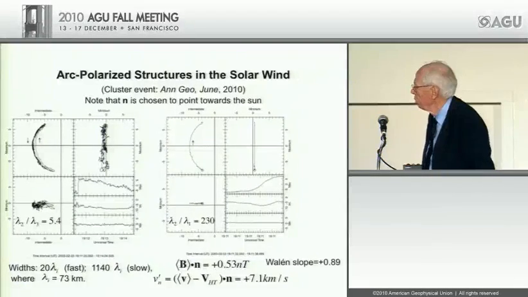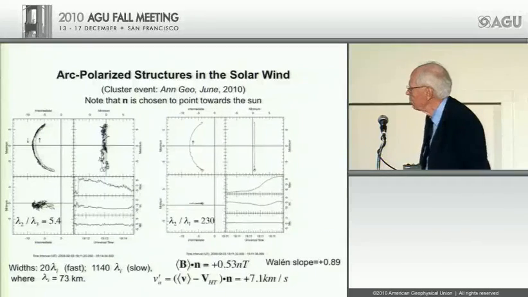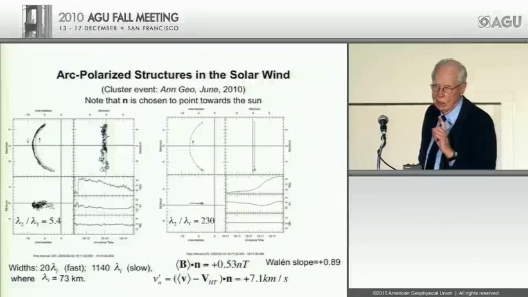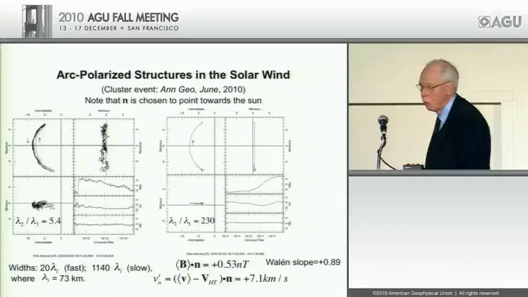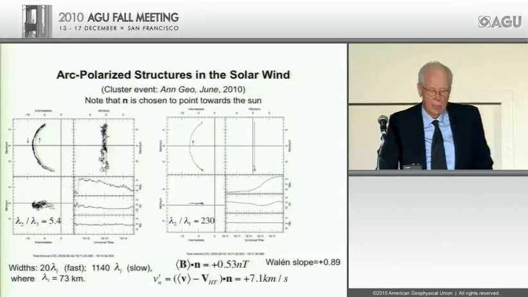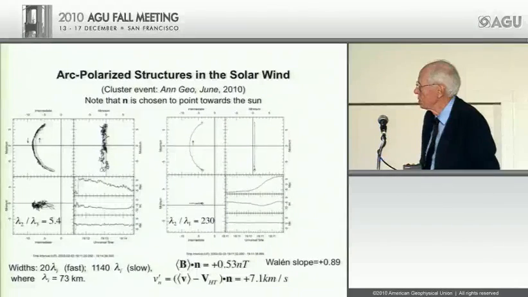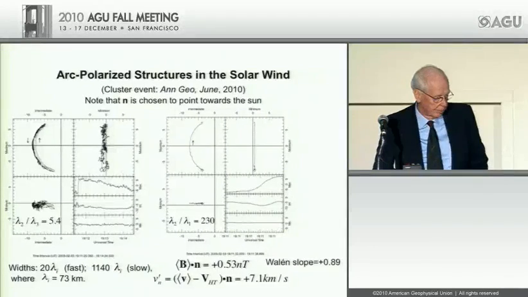Of course, both of those results are very sensitive to the normal. But the fact that they have the same sign is consistent with the overall Walén slope, which is positive, and that, of course, the Walén slope has nothing to do with the normal. So it looks like we have got the right signs on this. Finally, the thickness of this, it's blowing by pretty fast. So it's 20 ion inertial lengths thick.